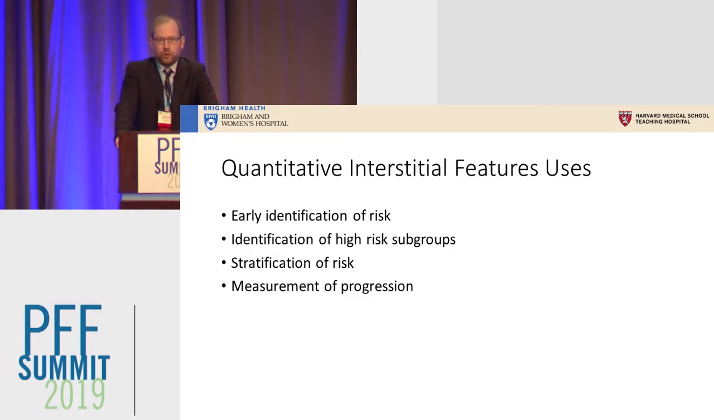And so these are the potential uses for this type of approach: the early identification of risk I mentioned, the identification of high-risk subgroups, potentially in overlapping diseases, the stratification of risk, and measurement of progression. And I'll walk through each of these just briefly.